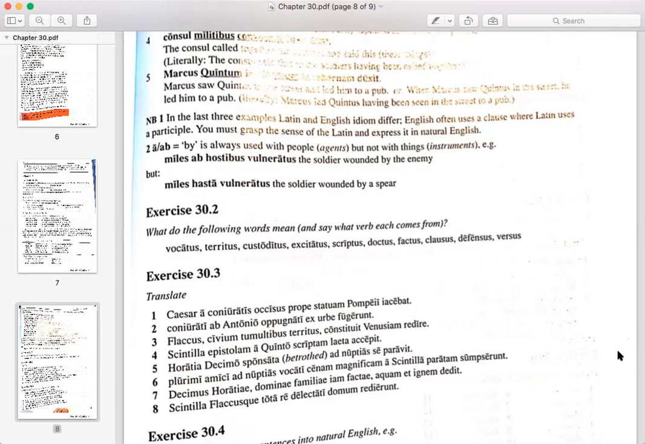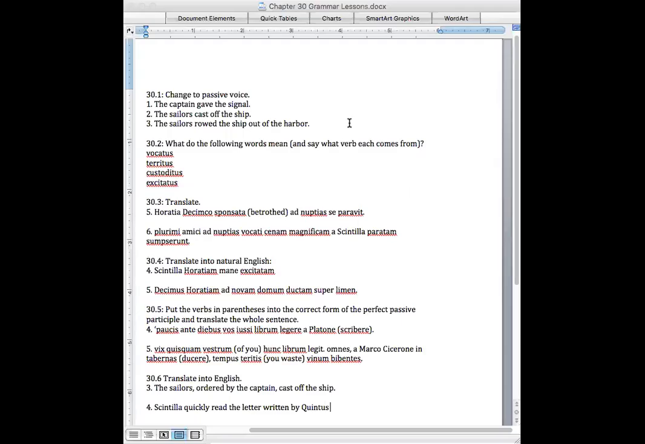Okay, I'm going to switch over to our Word document to do some examples for your assignments. Okay, we talked about these. 30.1, change to passive voice. I'm not going to write those down. 30.2, what do the following words mean? And say what each verb comes from. Okay, let's do a few of these.